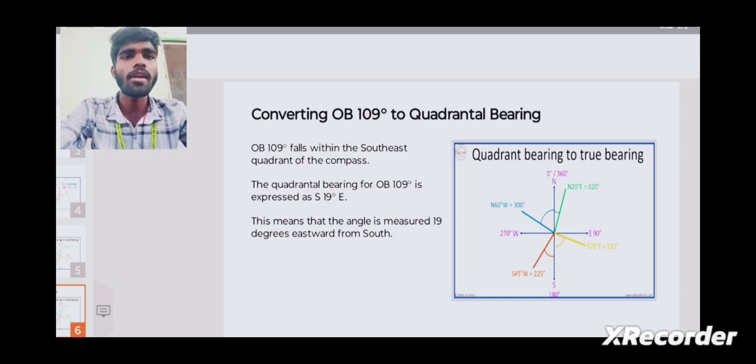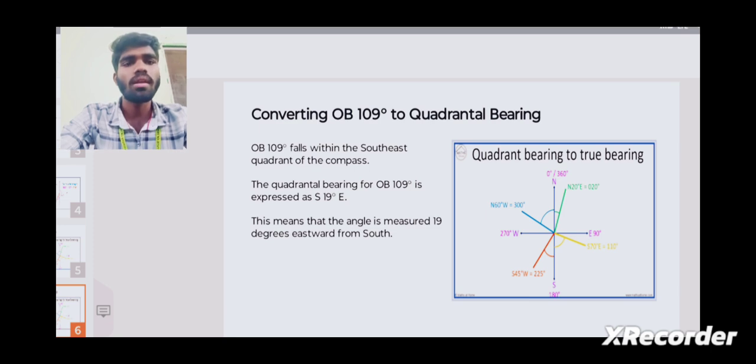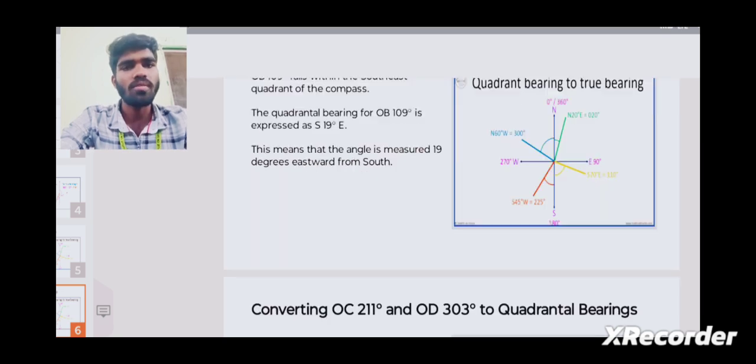Converting OB 109 degrees to quadrantal bearing. OB 109 degrees falls within the southeast quadrant of the compass. The quadrantal bearing for OB 109 degrees is expressed as south 19 degrees east. This means that the angle is measured 19 degrees eastwards from the south as shown in the figure.